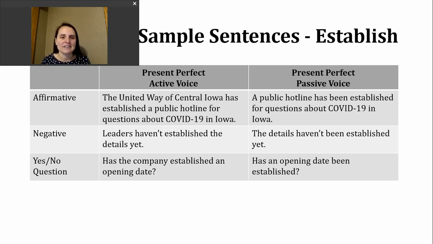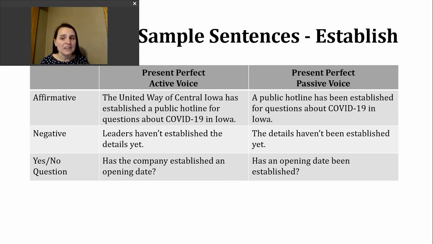Next, let's look at negative. To make present perfect active voice in a negative statement, we need to add not after the has or have. Okay? And then we'll have the participle form. So here's an example. Leaders haven't established the details yet.